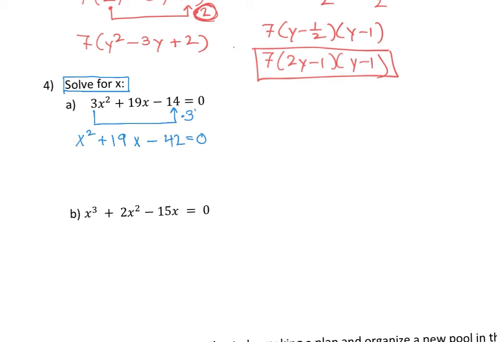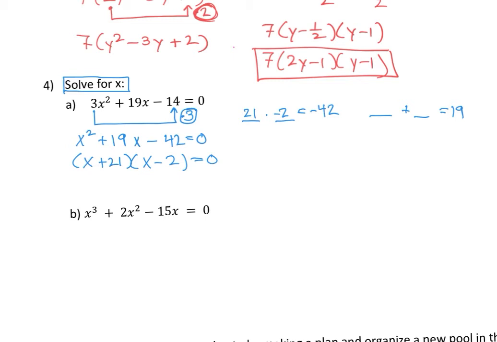Okay, don't forget that we multiplied by 3. That means at the end we're going to have to go through and divide by 3. So we need to find two things that multiply to get to negative 42 and add to get to 19. Well, that looks like 21 and 2. The 2 is negative because the bigger number needs to be positive. So we have here x plus 21, x minus 2 equals 0.